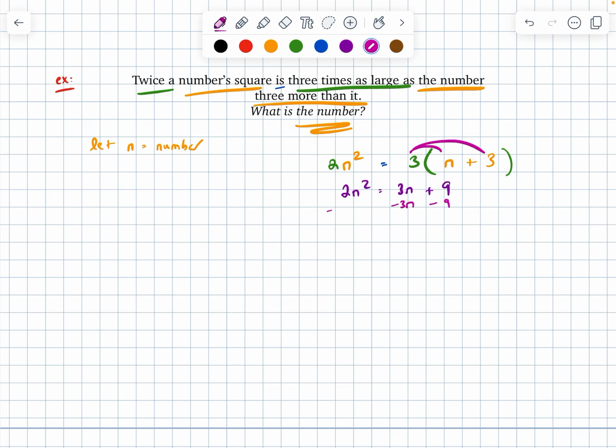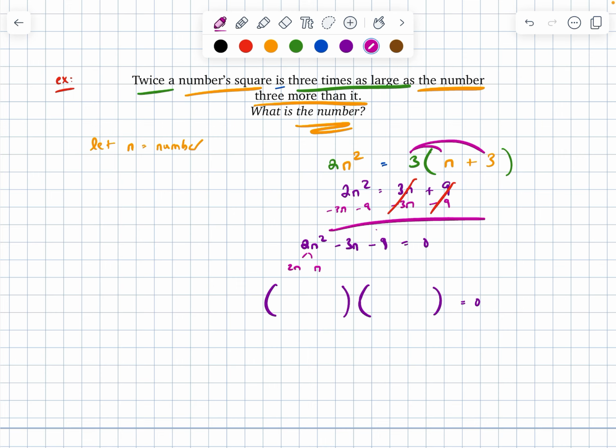And now, once again, I can subtract the 3n and the 9 from both sides. On the right, both of these cancel out. That leaves me with the 0 I desire. And on the left, in standard form, there's 2n squared minus 3n minus 9. Once again, this is a quadratic trinomial, so I'm going to set up my 2 parentheses.